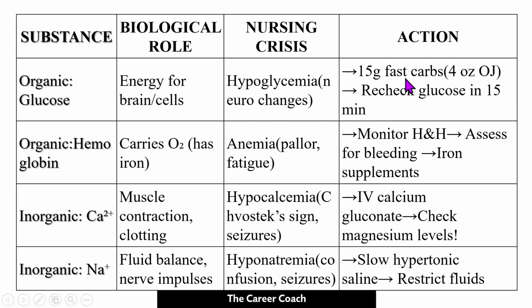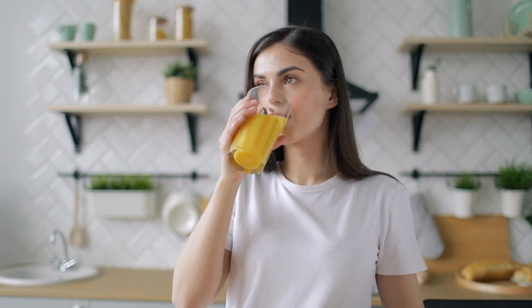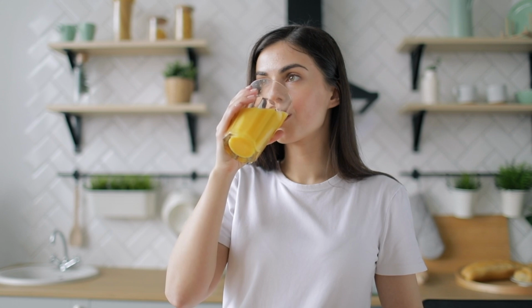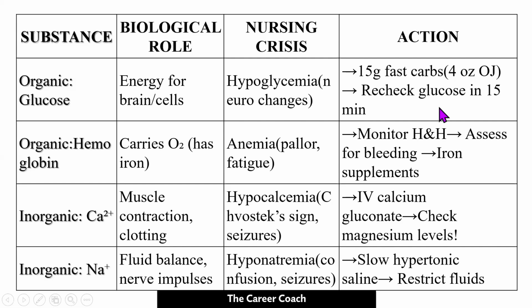15 gram fast carb is a fast-acting carbohydrate. 4 ounces is equal to half cup of orange juice. 4 ounce orange juice, it simply means give half cup of orange juice. Repeat this after 15 minutes. If it is still low, use the 15 to 15 rule to apply another dose of half cup of orange juice. This is a direct way of treating hypoglycemia.